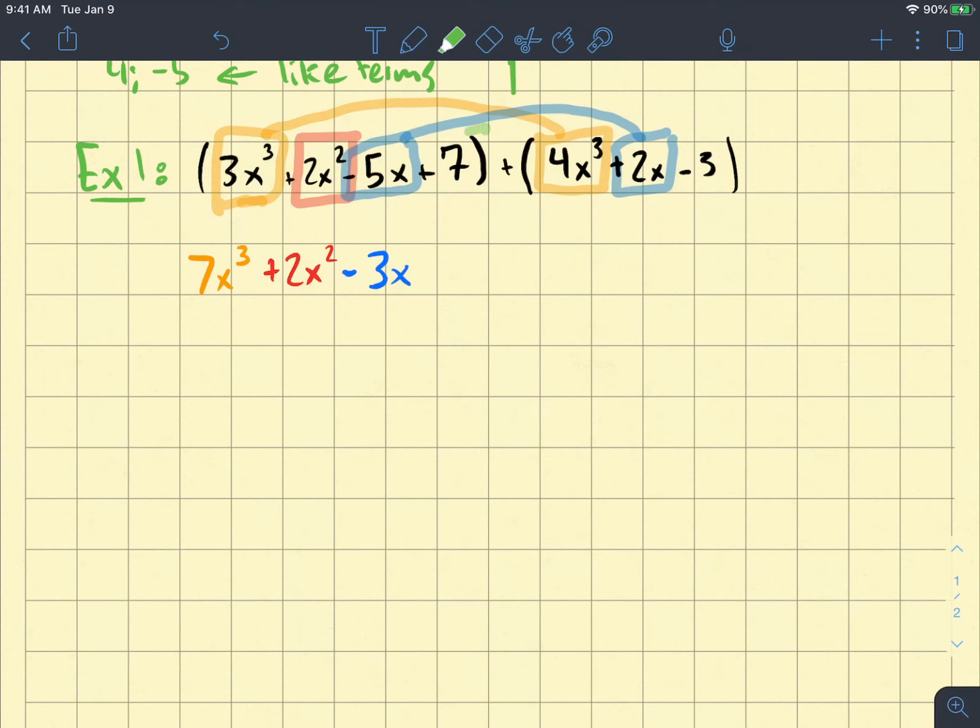All right, and our constant terms here are 7 and negative 3. So what's 7 minus 3? It's going to be positive 4. All right, and that's how we got that.